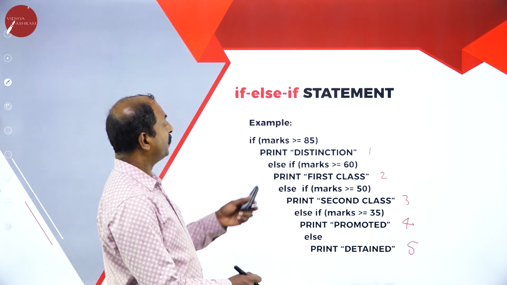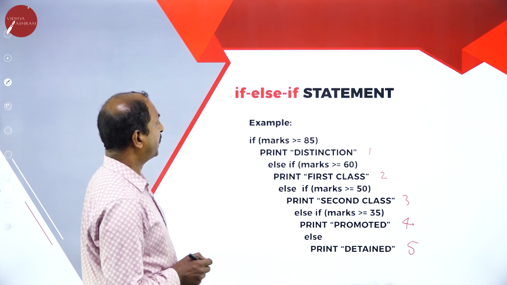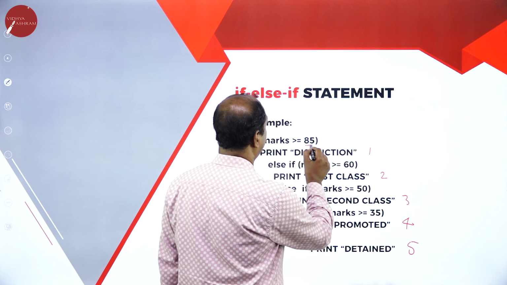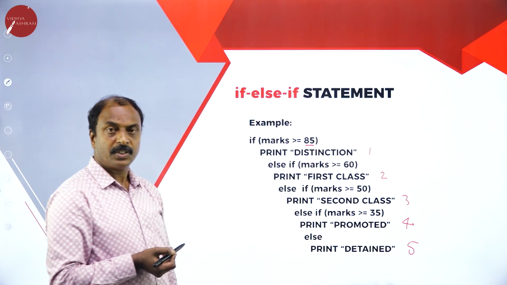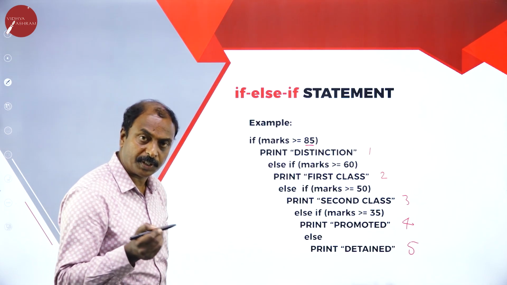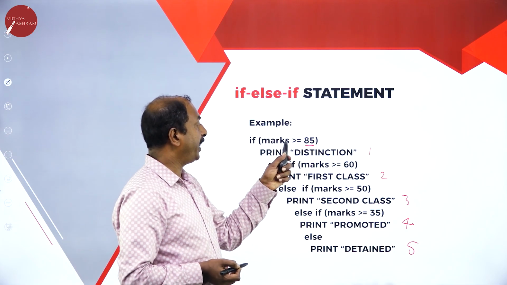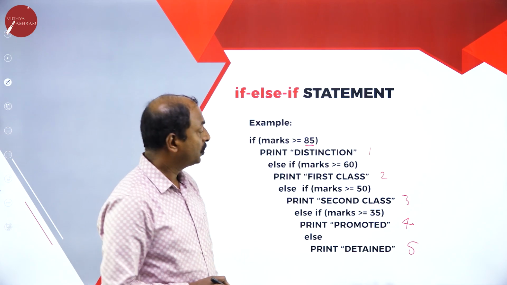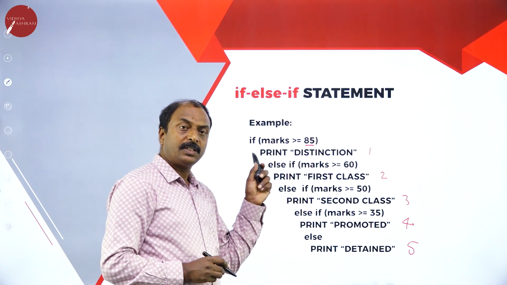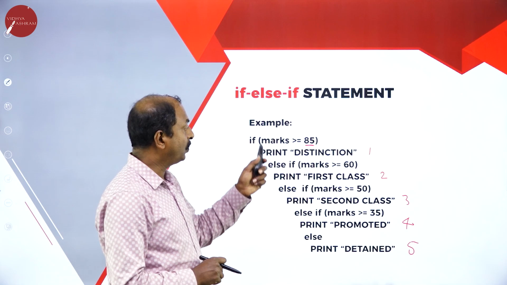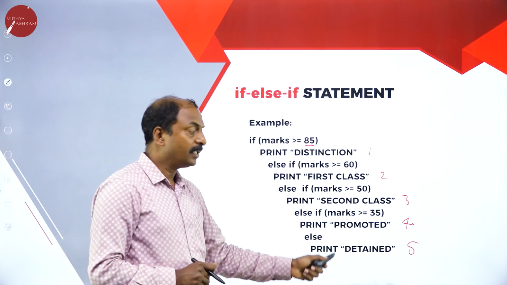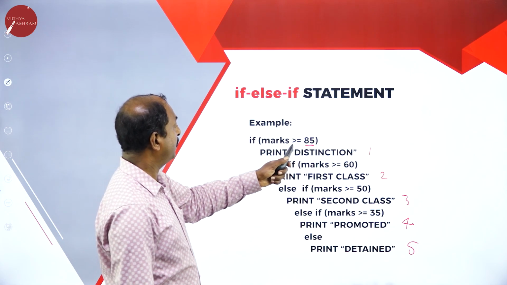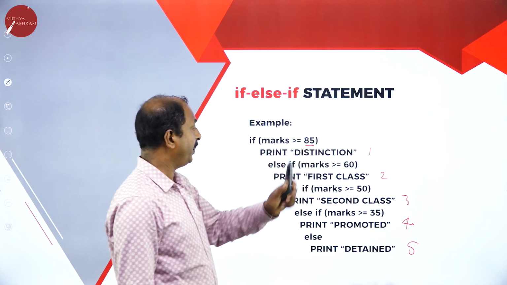So look at the first condition. What is the first condition here? If the marks is greater than 85. Students, you should know that the marks value has to be entered by the user or the programmer. Accordingly, the marks entered by the user give us the grade or result. For example, the first condition is this, 85.